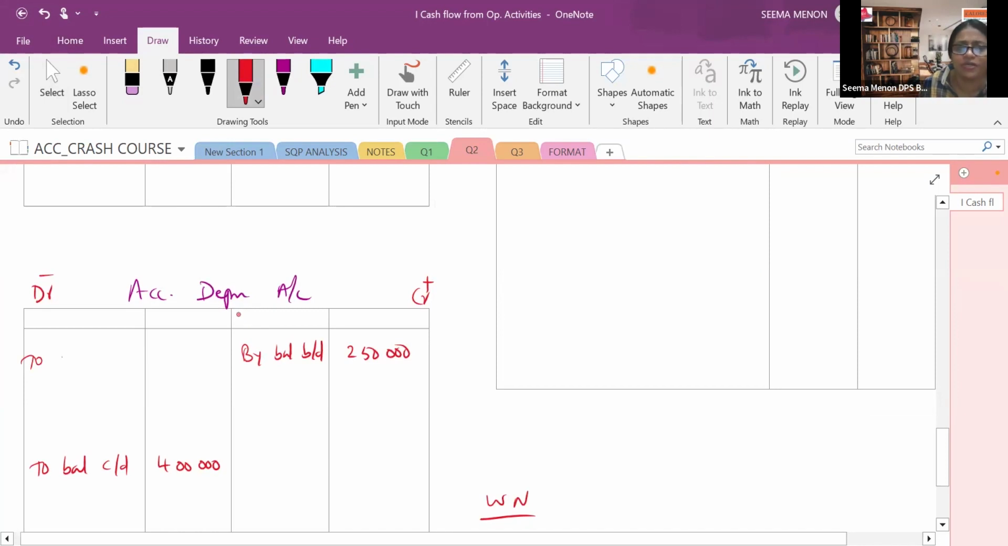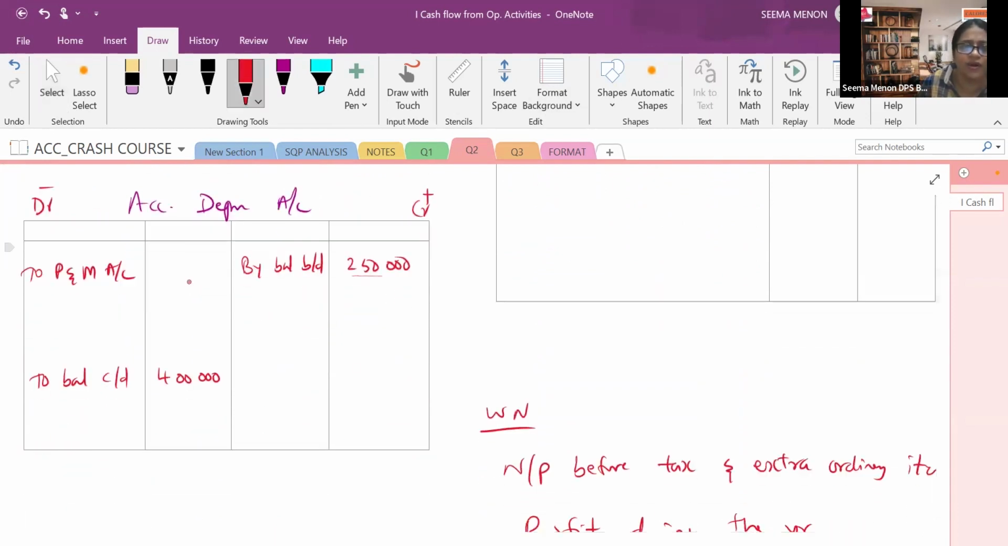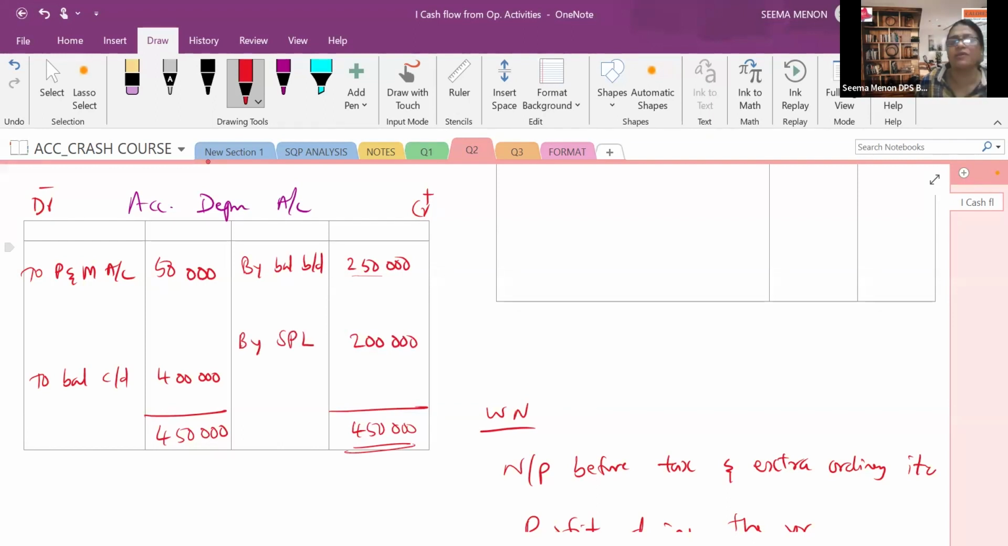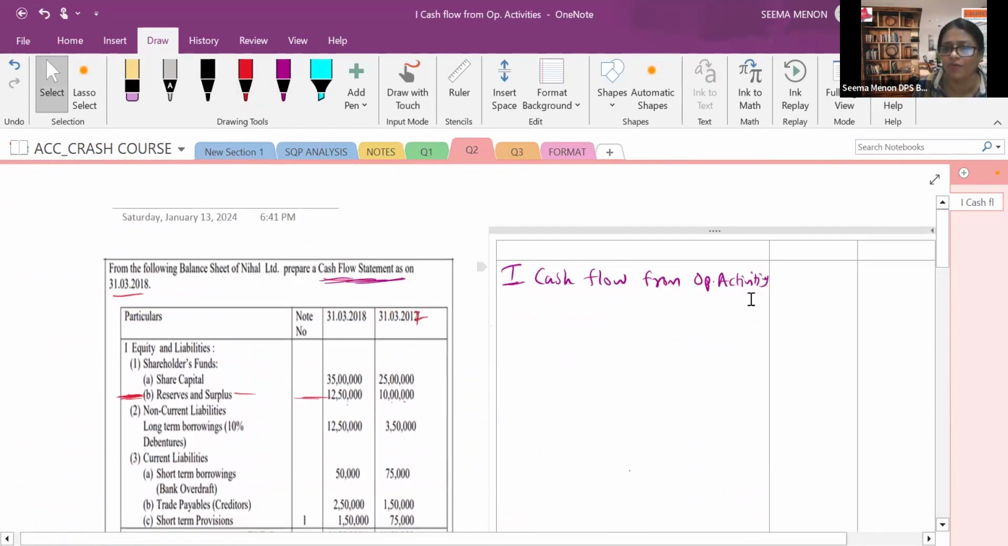So accumulated depreciation is included in this 2,50,000. Now we have to remove that and transfer it into the plant and machine account. So to plant and machine account, the accumulated depreciation for the machine is 50,000, so you will write here 50,000. Now you can balance, nothing is there. So the total is 4,50,000. And on the credit side, you are getting a balance of 2 lakh rupees. That will be by SPL. This amount is debited to the statement of profit and loss. So this is the depreciation charged during the year, and you will show this depreciation in the cash flow from operating activity.